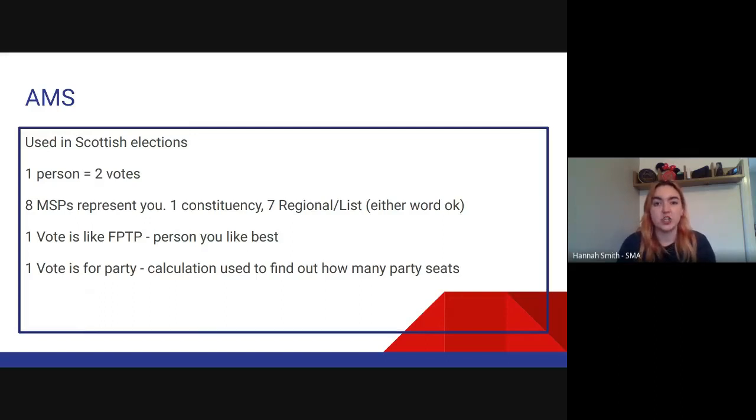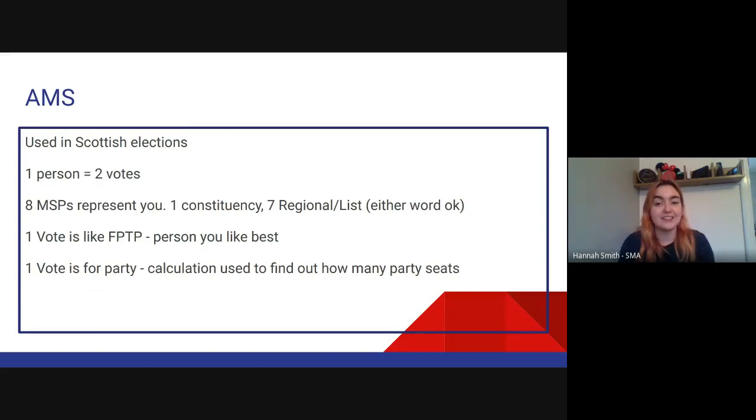AMS is the Additional Members System. It's used in Scottish elections. I'm going to make clear here, it is not used to select Scottish MPs. It is used for Scottish MSPs only, so please be careful of that. When it comes to elections, this is only for elections for Holyrood and Edinburgh for MSPs. One person gets 2 votes, so that is very different. It means that everybody actually ends up with 8 MSPs representing them.